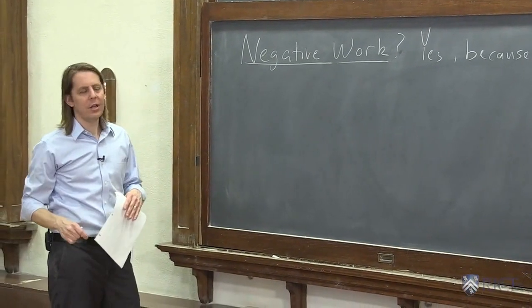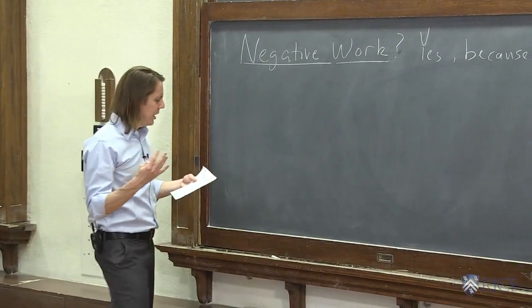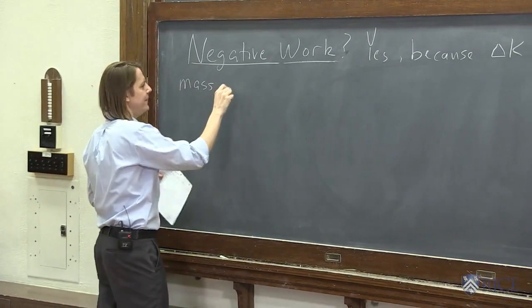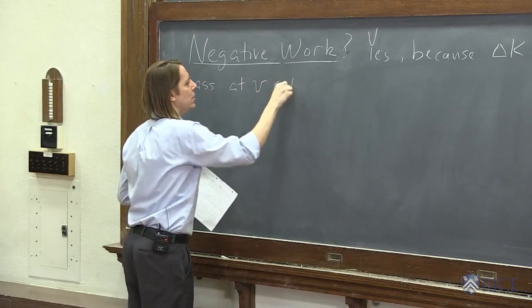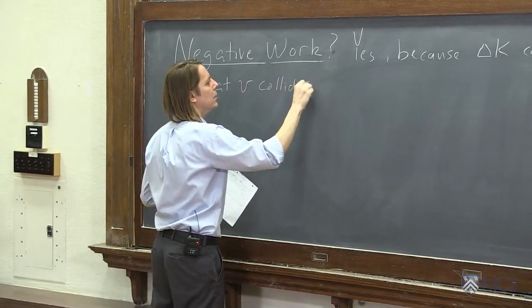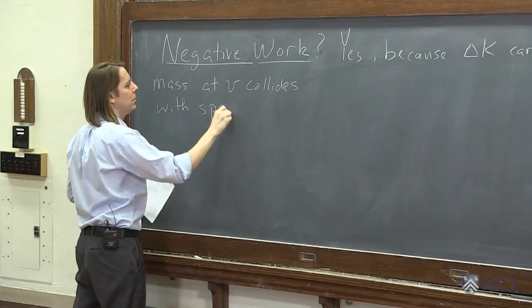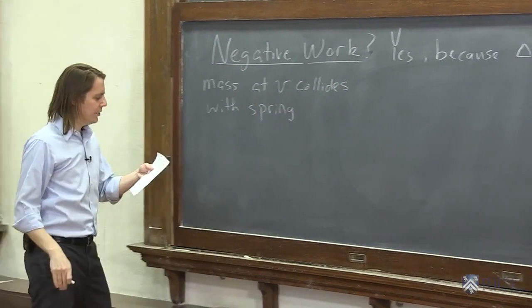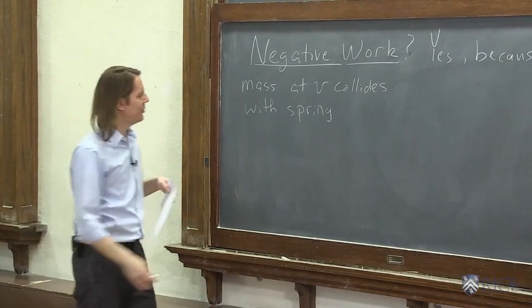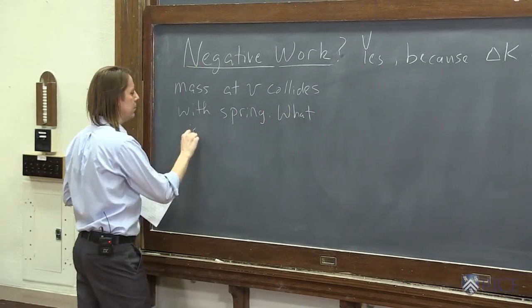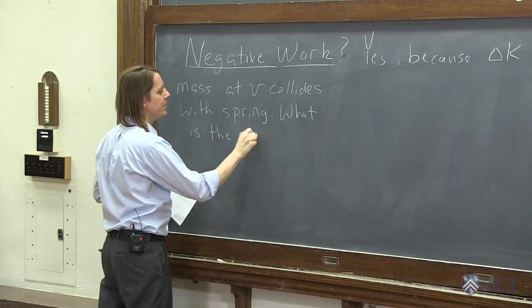So to help us think about this one, let's say a mass at V collides with a spring. And let's think about what happens. What is the deflection? The maximum deflection.